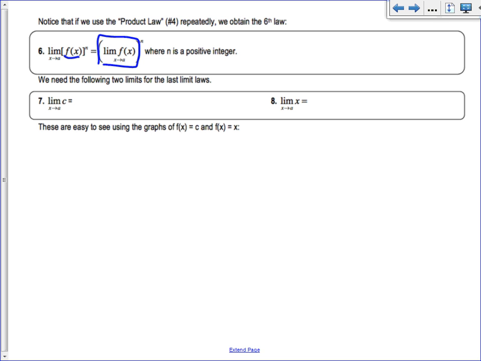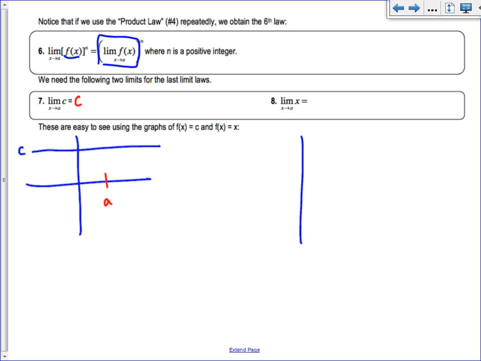Okay, how about pictures? So limit as x goes to a of c. So c is just a number. So let's say my function is at a height of c. So f of x equals c. What's the limit as x goes to a? Limit as x goes to a of c is what? C. It's itself. C.